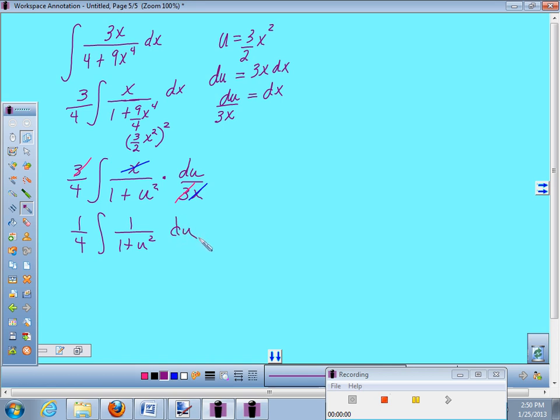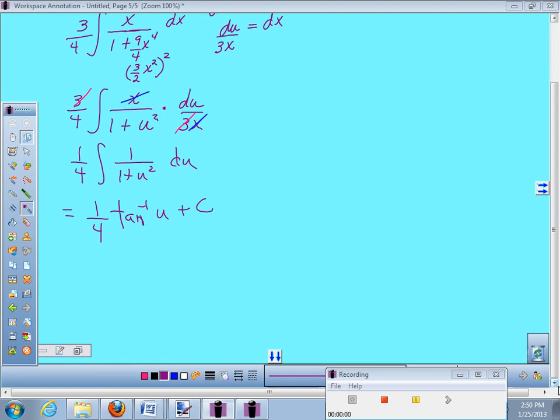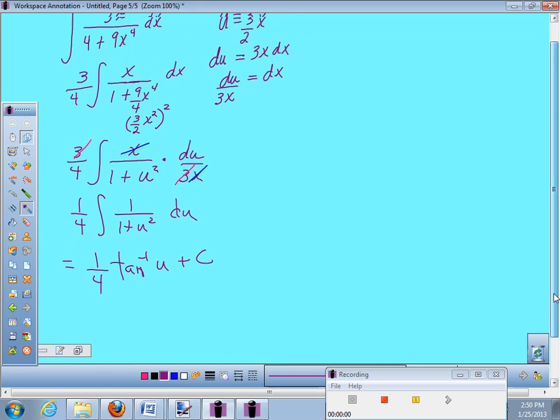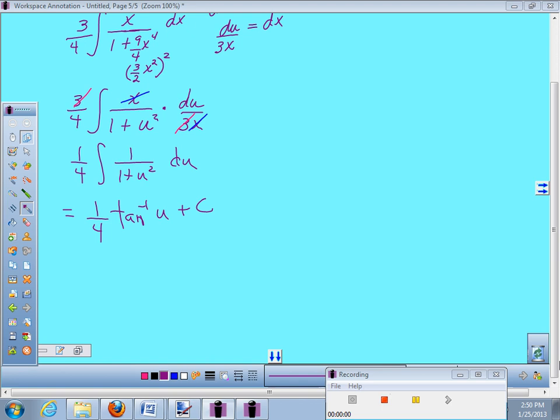And is that our inverse trig function rule? It is indeed. So it becomes what? 1/4, that's inverse tangent of u. And then last but not least, I have to substitute my u back in. U was what? 3 halves x squared. So I would end up with 1/4 inverse tangent of 3 halves x squared. So the key thing is you must make the 1 first, then do the u substitution.